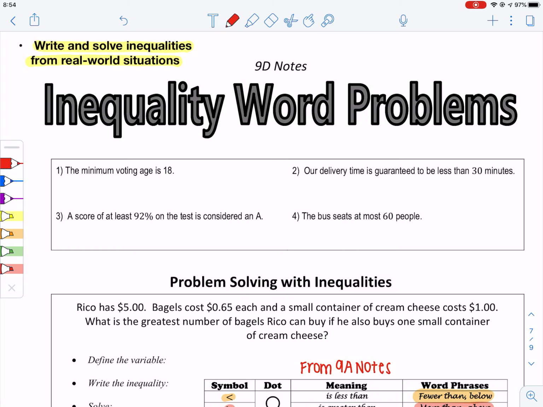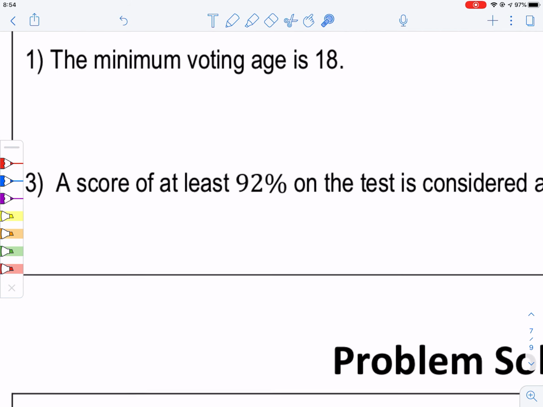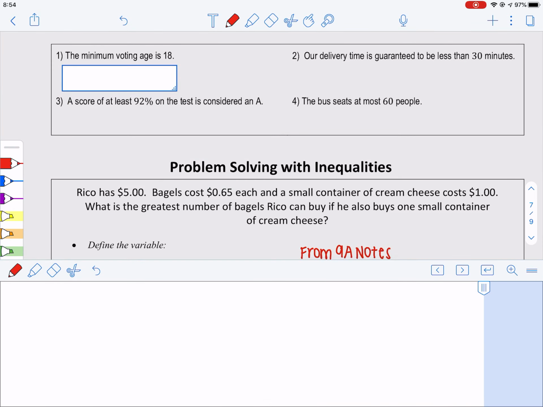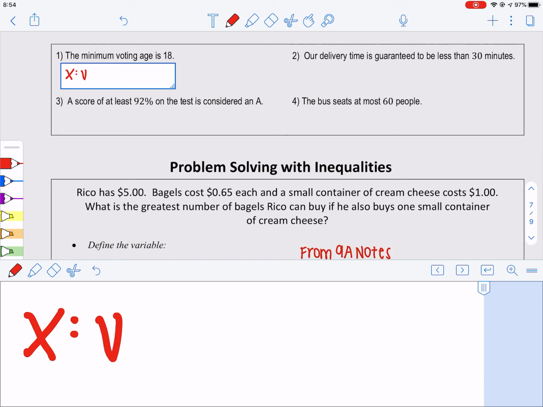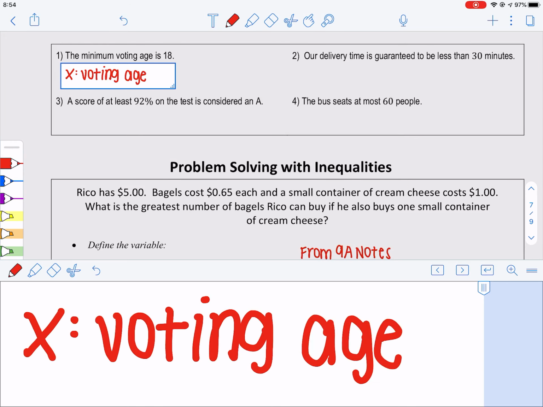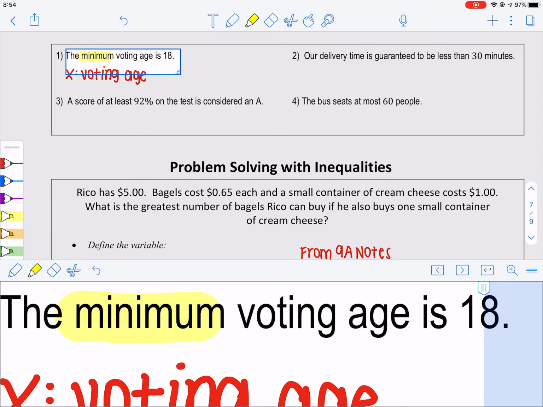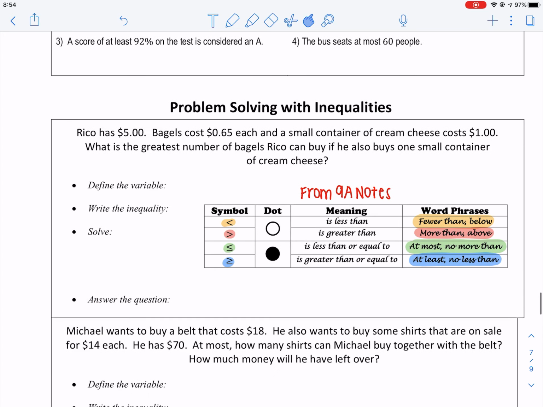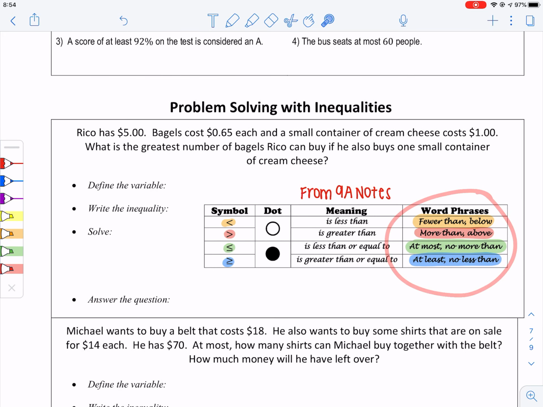When you're doing these questions, we always want to make sure that we're naming a variable. So in this first one, the minimum voting age is 18. I'm going to name a variable here, and we're always going to name a variable. I'm going to always name it X. You can name it any letter you want to. This stands for the voting age. And then notice in this question it says the minimum voting age is 18 years old. So the age that someone has to be, and when I typically write these inequalities, because minimum is not a key phrase right here, it doesn't really help us.